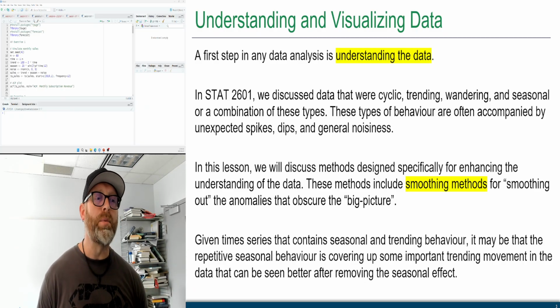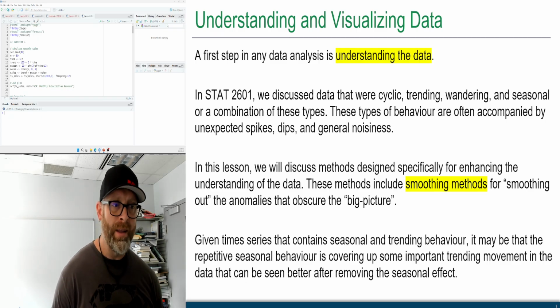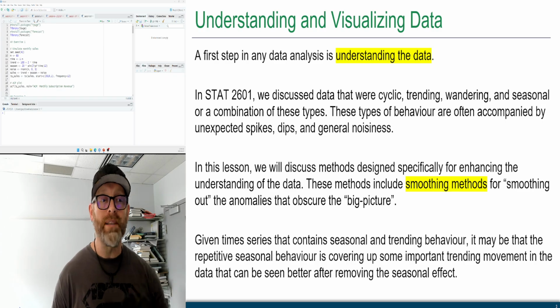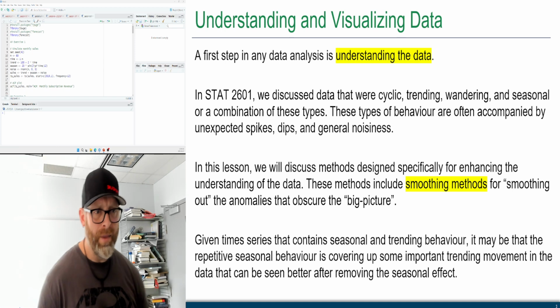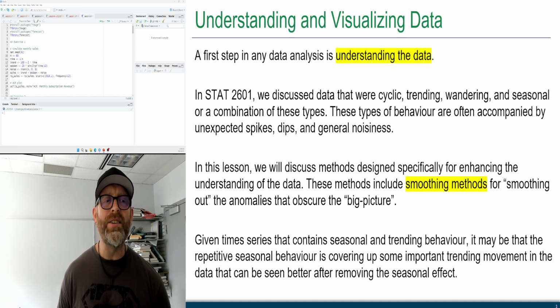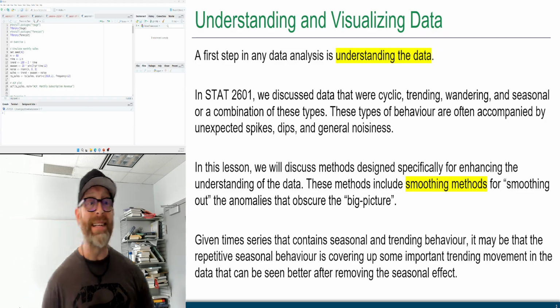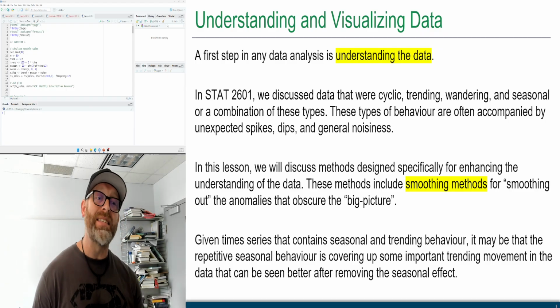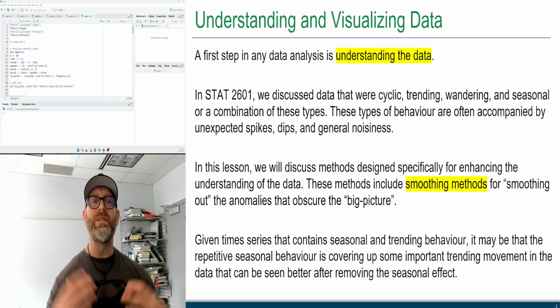All right, so in this lesson, we will discuss methods designed specifically for enhancing the understanding of the data. So these methods include smoothing methods for smoothing out anomalies that obscure the big picture. So given a time series that contains seasonal and trending behavior, it may be that the repetitive seasonal behavior is covering up some important trending moments in the data that can be seen better after that seasonal effect has in fact been removed. Think of it as, if we have a seasonal component, we always know that at certain points in time we're going to see a boost in things.